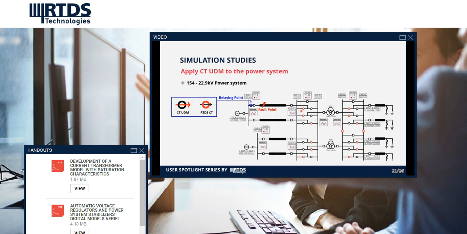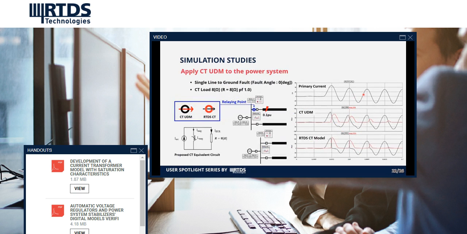Then I applied both models to the power system. The 154 kV system on the left and the 23 kV system on the right are connected by a transmission line and transformers. The relaying point is the point expressed in the blue circle, and the fourth point is the red point. This is the case of a single line to ground fault, which is at 10% of the transmission line from the relaying point. The resistive burden of 8 ohms was applied to both models.